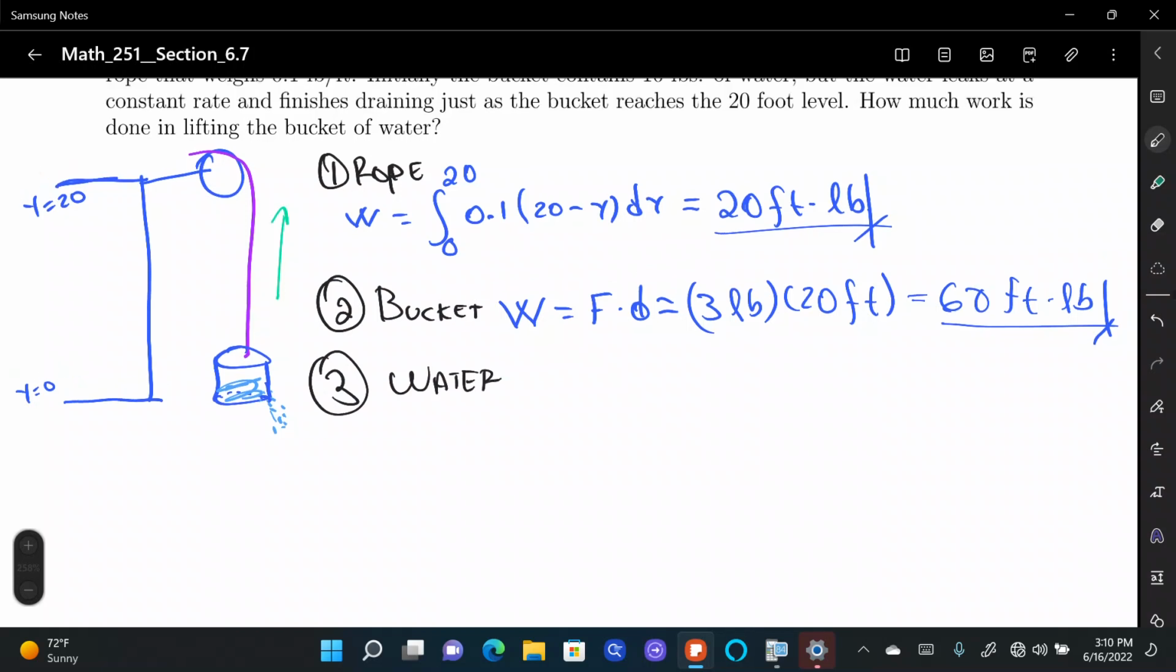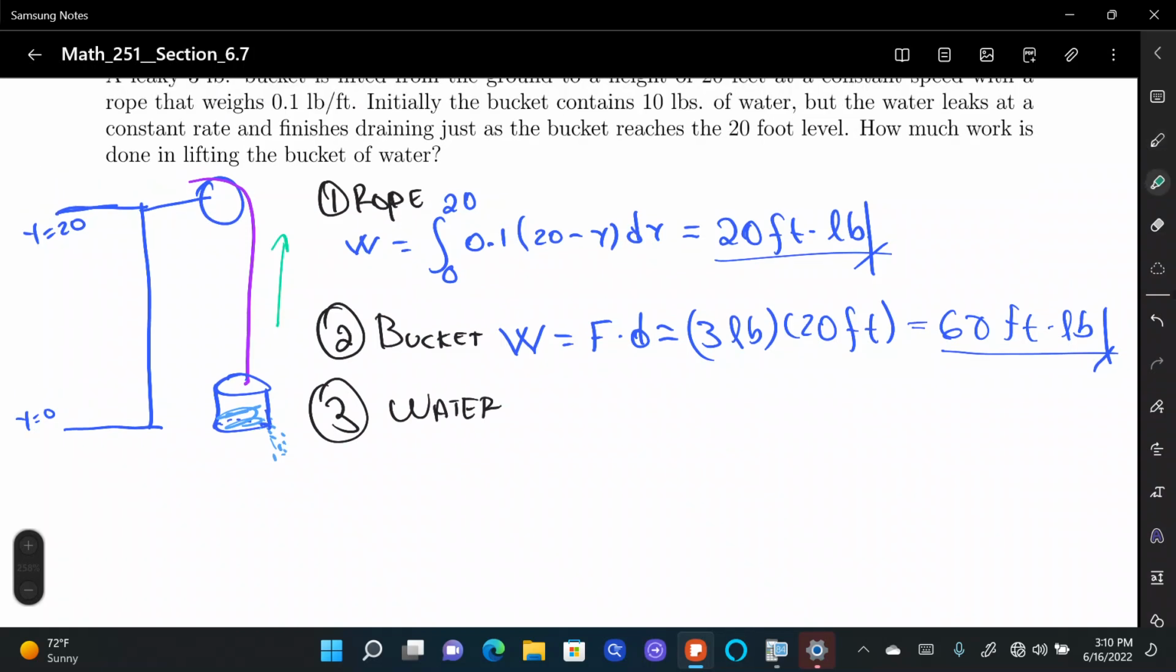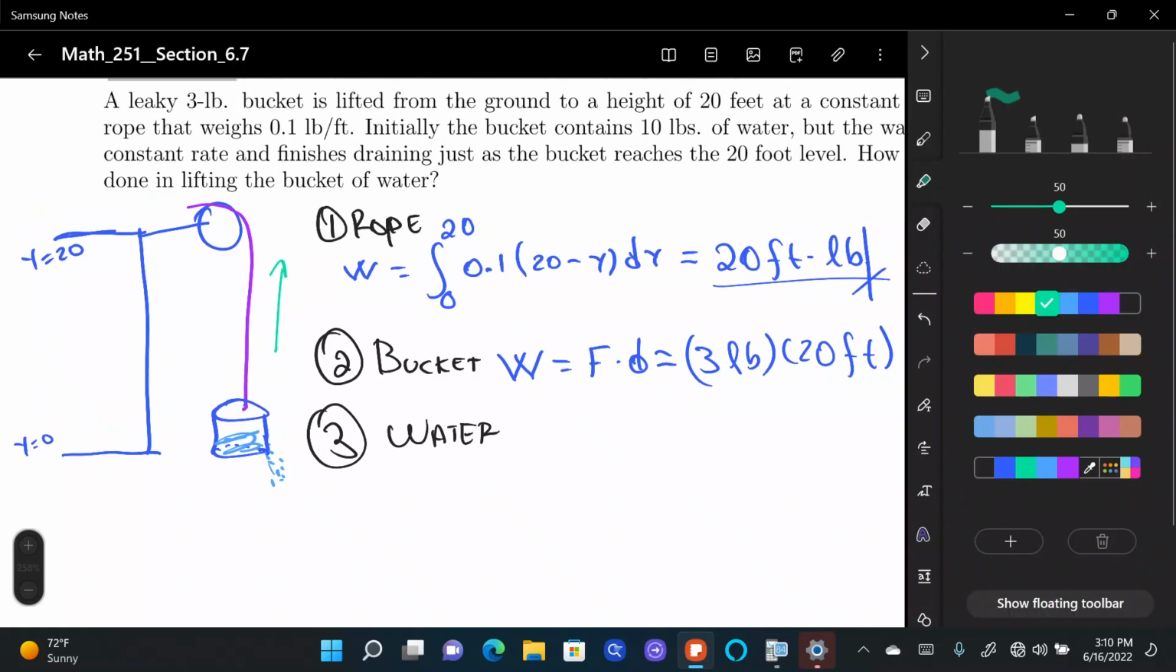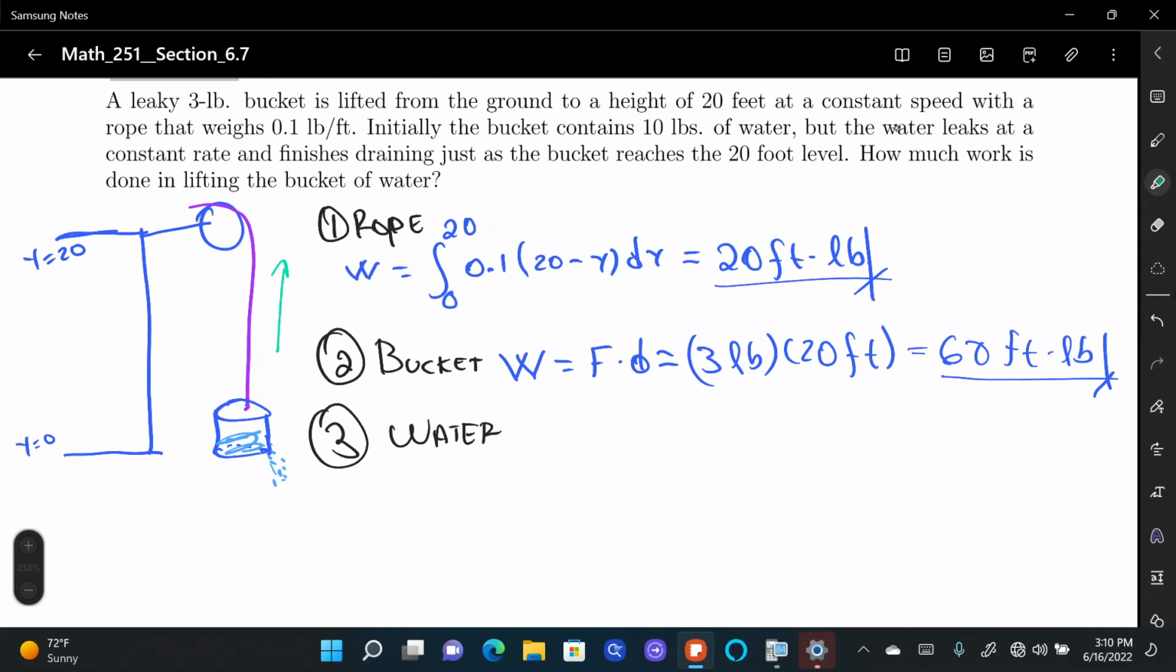Okay, and here is the key. Let me highlight the key. Water leaks at a constant rate. One thing at a time. Rate means change. Constant rate, we can relate that constant rate to a constant derivative.